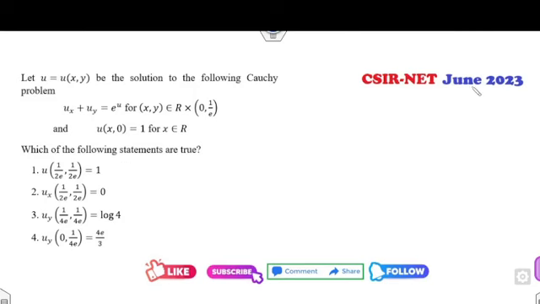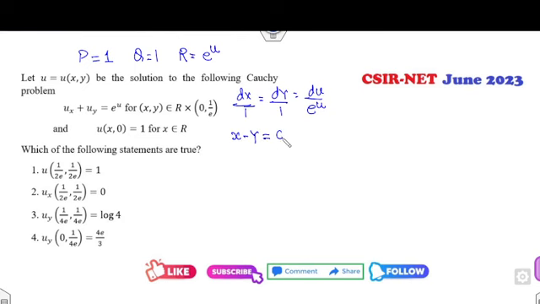Look at this another one. It's June 2023. Again, you can see P is my 1, Q is my 1, R is my e raised to power u. So let's quickly write the auxiliary equation or Lagrange equation. This is my dx over 1, dy over 1, du over e raised to power u. From the first two equations, I can say x minus y is equal to c1.